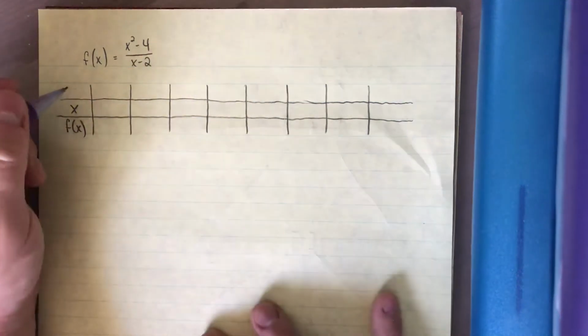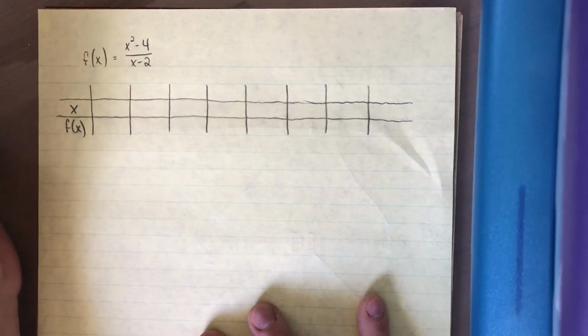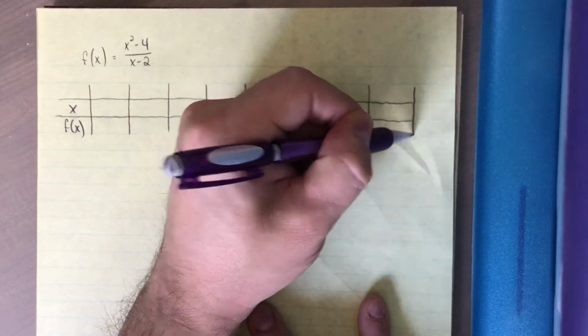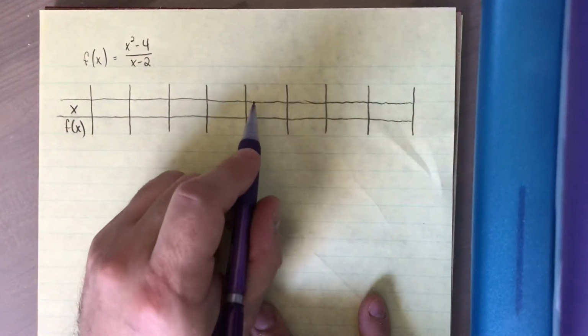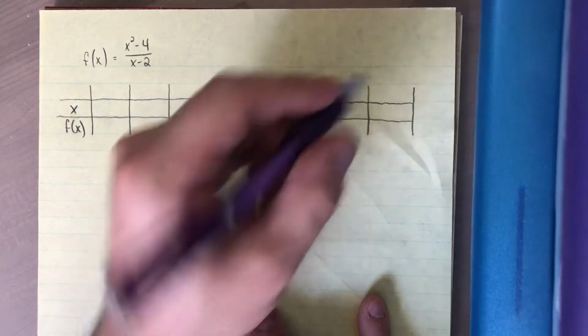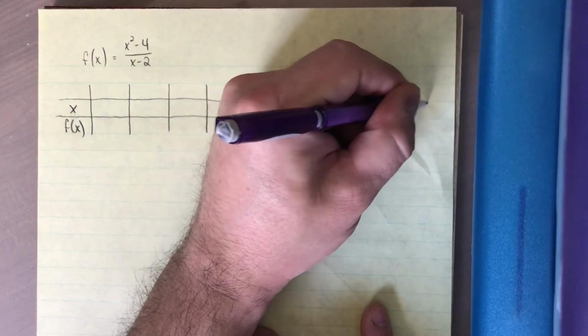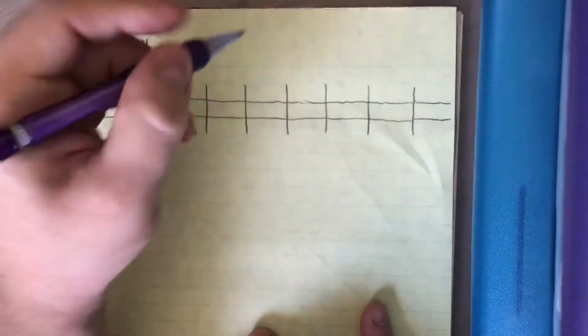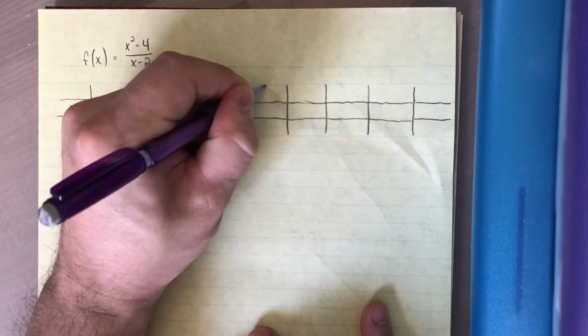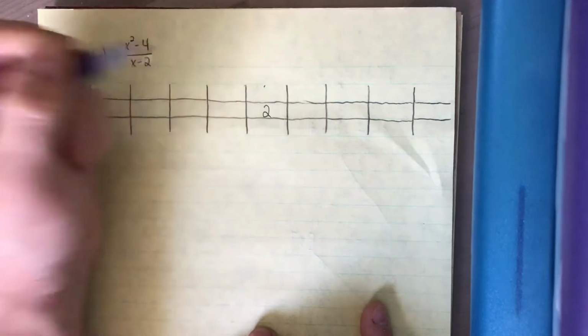So what I'm doing here is constructing a table of values. We're going to approach our target value of x equals 2, so that should be in the center. Excuse me, I made 8 blocks here, so we need 9. So the 2 is going to go in the center.